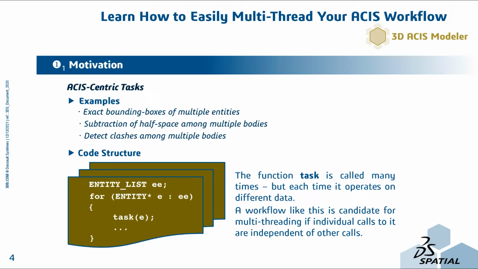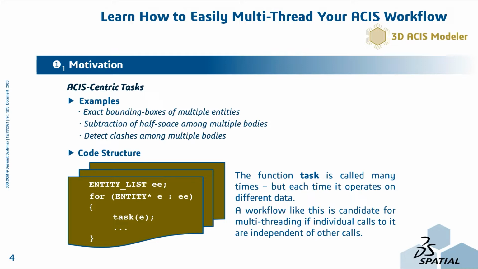There are many examples of ACIS-centric tasks in ACIS-enabled applications. Examples include the computation of exact bounding boxes of multiple entities such as bodies or faces, the subtraction of half space among multiple bodies, and the detection of clashes among multiple bodies. Because these examples often involve computationally intensive tasks with lists of many entities, they are ripe for multi-threading.